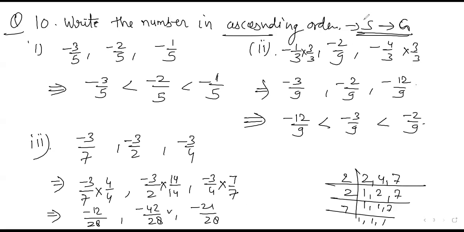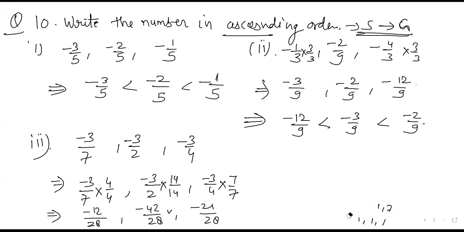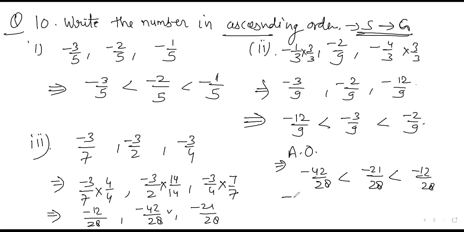Now easily you will see which one is the smallest one. This one is the smallest. Now you will write in ascending order in this way: minus 42/28 less than minus 21/28 less than minus 12/28. Or you cannot write the answer in this way, you will have to write the answer in this way. So here you will also change, in the previous question, that is minus 12/9, that is minus 4/3, and minus 3/9, that means minus 1/3, and minus 2/9.